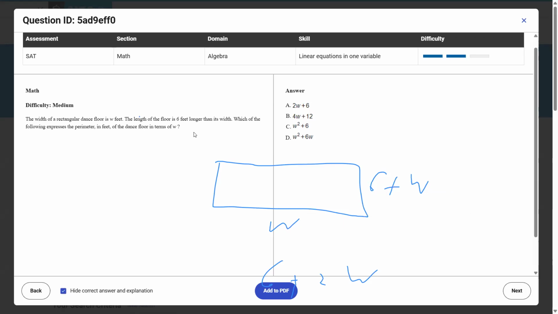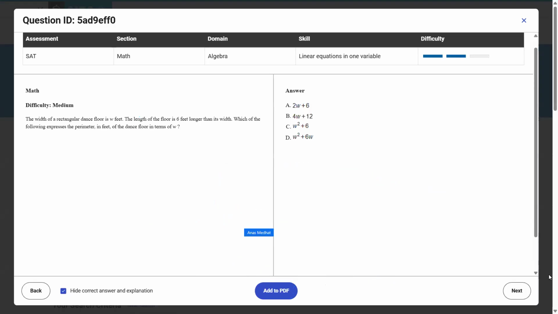Oh, sorry. In the perimeter, we add all the sides. This would be W plus W, 2W, plus 6 plus W, plus 6 plus W. So times this by 2. It will be 12 plus 4W. So the answer is B.